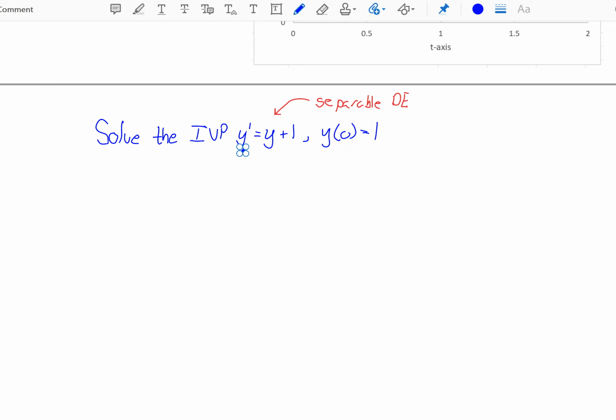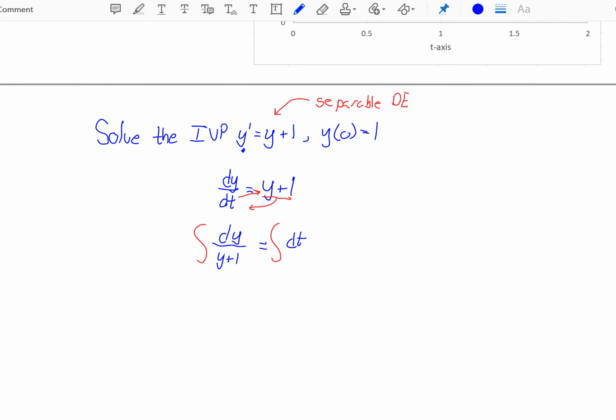So let's start with rewriting the left-hand side as dy/dt is going to equal y plus 1. And to separate the variables, you want to divide both sides by y plus 1 to get it on the left, and then multiply to get dt on the right. This should give us dy over y plus 1 equals dt, at which point we choose to integrate both sides of the differential equation.